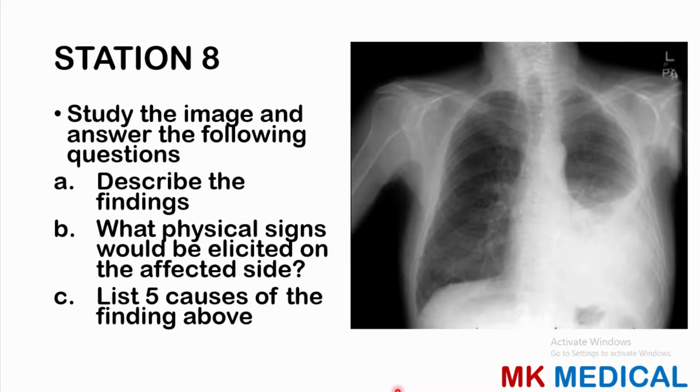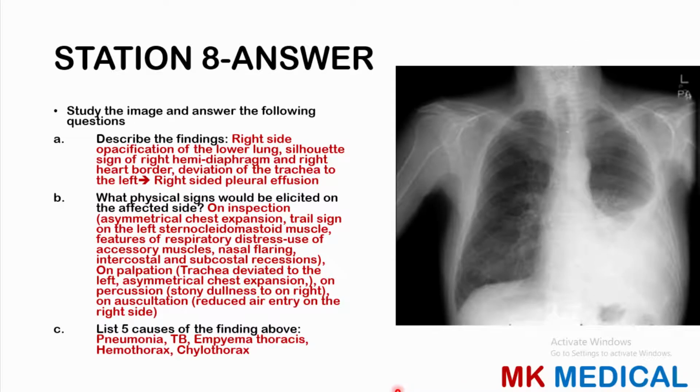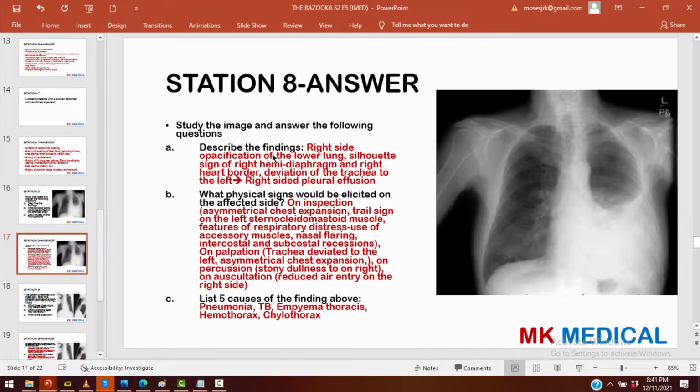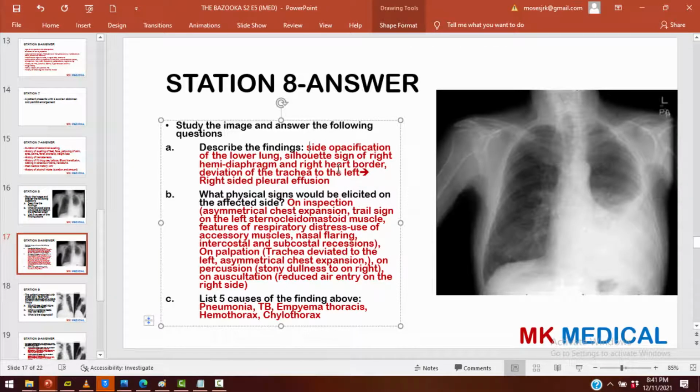So here comes the answer. So here, of course, you have a right-sided opacification of the lower lung. Over here, actually this is supposed to be a left, not really a right. I don't know how this is written right here. So everything on this answer here, let's change that. So this is supposed to be a left side, because this is the left side of the chest x-ray. So you have a left-sided opacification of the left lower lung. You also have a silhouette sign of the left hemidiaphragm.